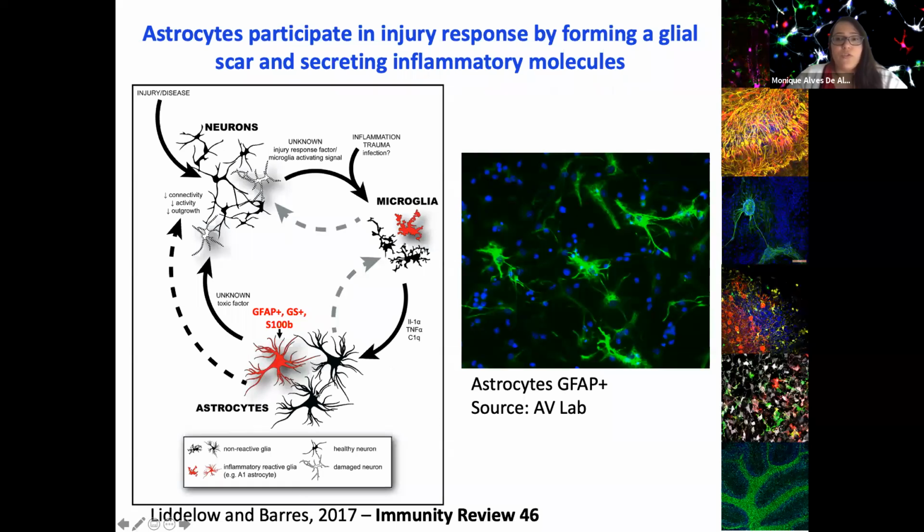Here's an example. After injury, damaged neurons could release molecules that give signals to microglia. Activated microglia may release different signals, such as inflammatory molecules, that in turn activate astrocytes. And reactive astrocytes will start releasing other molecules, such as nitric oxide and other reactive oxygen species, which in turn lead to more neuronal death.